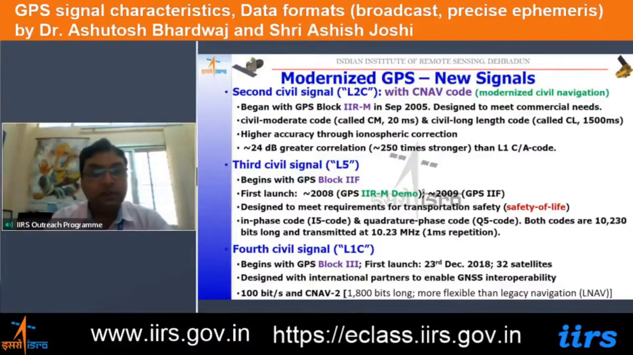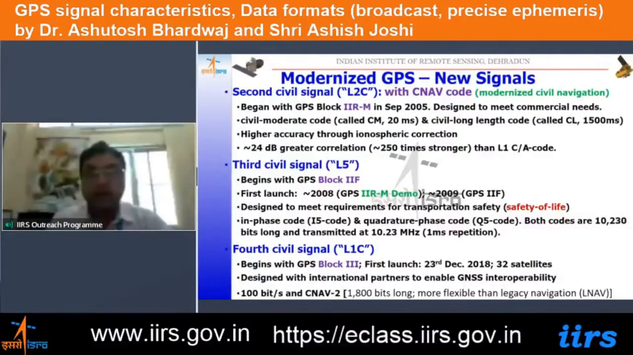The L5 signal, which is also a new signal from Block 2F, was tested as a demo in Block 2RM also. However, its main launches are from 2009 onwards in Block 2F. It provides the safety of life signals I5 and Q5, and this is specifically meant for anti-jamming features and indoor applications.